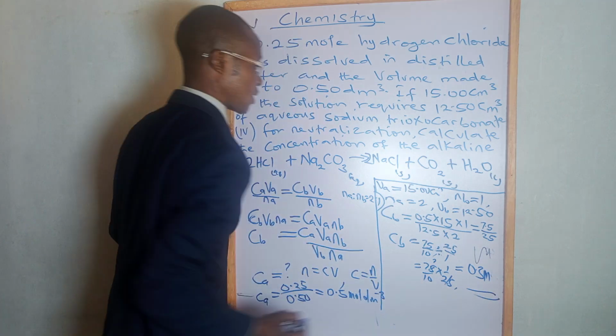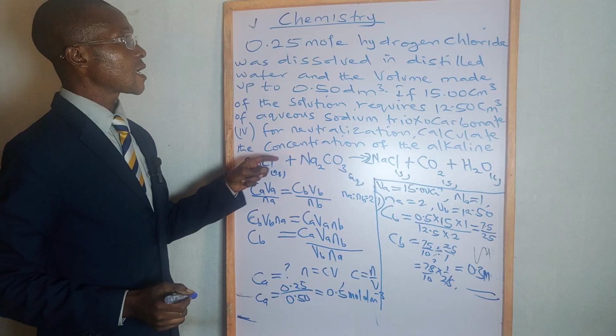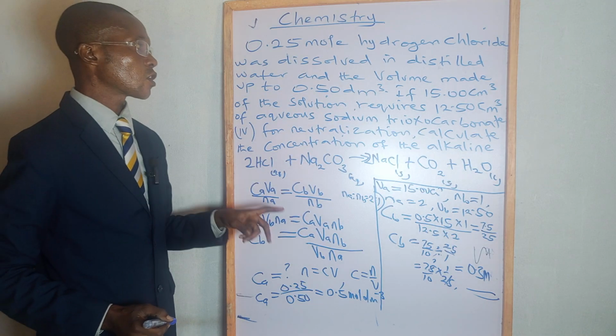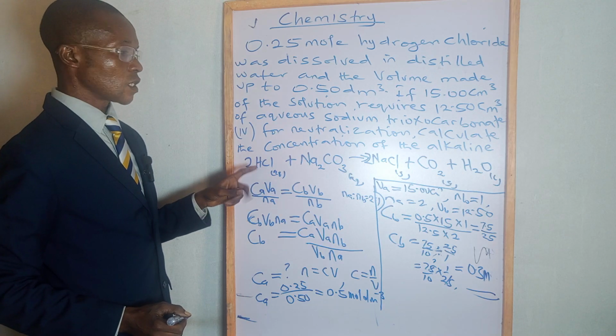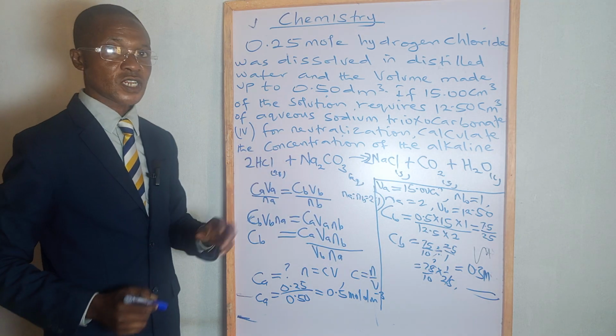So ladies and gentlemen, brothers and sisters, the concentration of the base that will neutralize 15.00 cm³ of hydrogen chloride is 0.3 molar of sodium trioxocarbonate(IV).